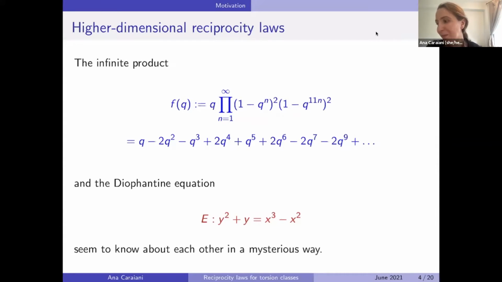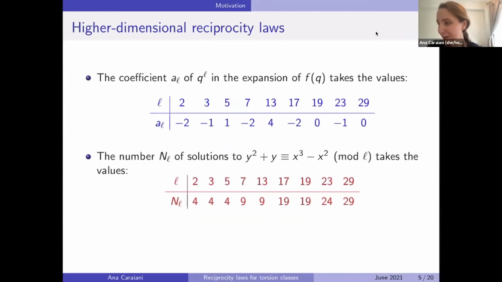Right, so why would that be? Well, I want to argue this by looking at precise values. So let's say that we look at the coefficient of q to the L in the expansion of f of q, as L runs over almost all prime numbers. I'm just going to skip 11 for technical reasons. And you can look at the number of solutions to the cubic equation, y squared plus y equals x cubed minus x squared, but we want to think of it as a congruence. So we want to look at the number of solutions modulo L. And again, we let L run over almost all primes, we just skip 11.